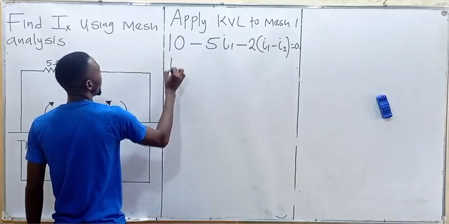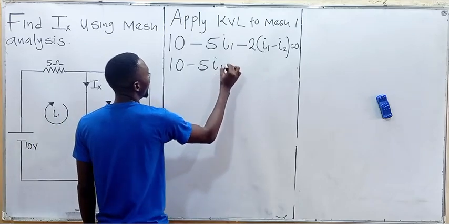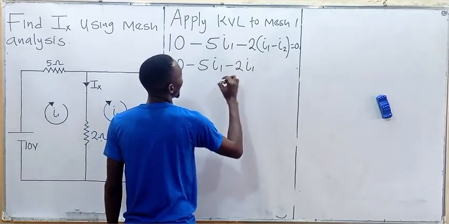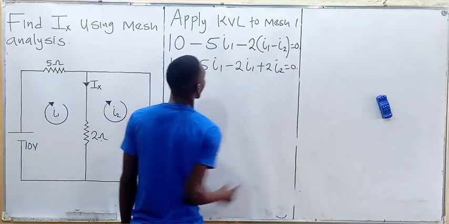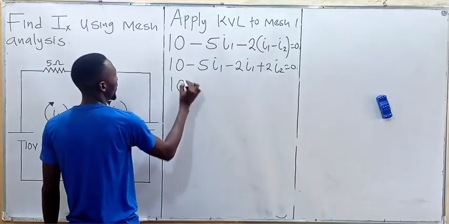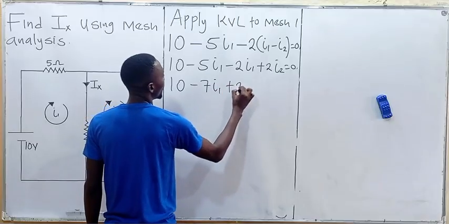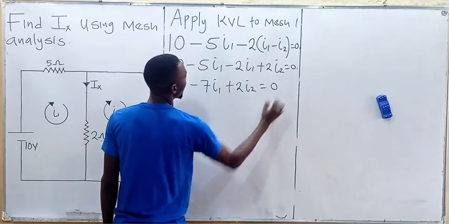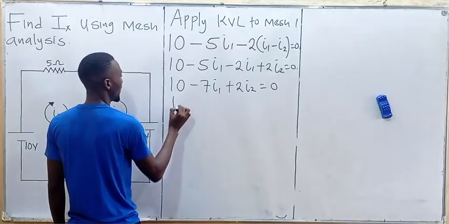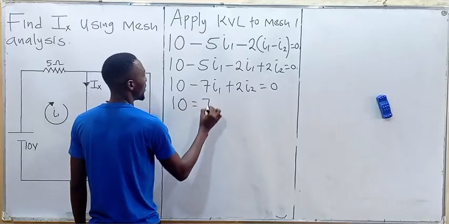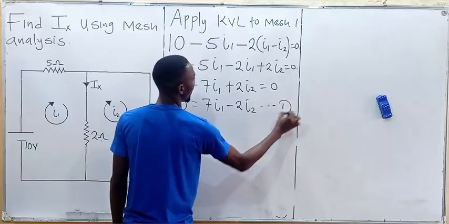If we open the bracket, we're going to have 10 minus 5 I1 minus 2 I1 plus 2 I2 equals 0. So 10 minus 7 I1 plus 2 I2 equals 0. If we move everything to the other side, 10 equals 7 I1 minus 2 I2, equation number 1.